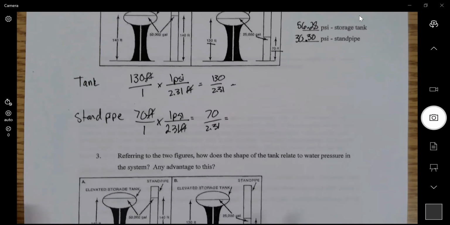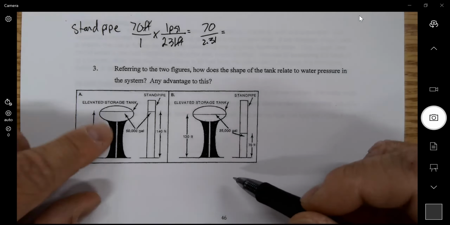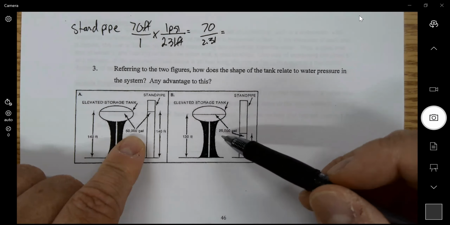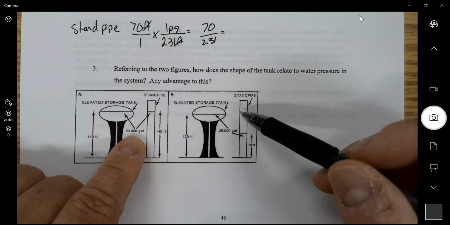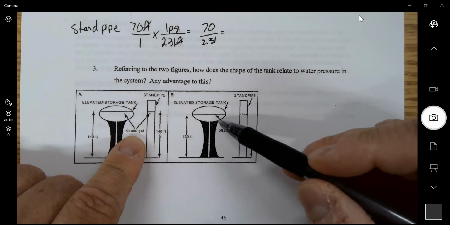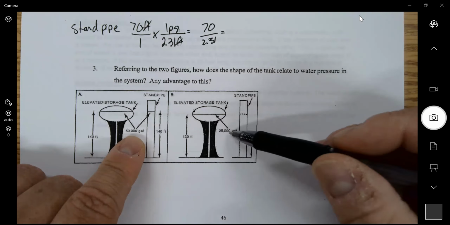But the next question says, referring to the two figures, how does the shape of the tank relate to water pressure in a system? Is there any advantage to them? Would you say there are any advantages? The main thing I want to point out is how the water is held between the two. First off, here we have 140 feet at both of them, and they're both at 50,000 gallons, right? Here we have 25,000 gallons, and you can see that the water level went from here to there, so pretty much cut in half. And here it dropped from here to there, like 10 foot. Here it dropped 70 foot, there it dropped 10 foot.